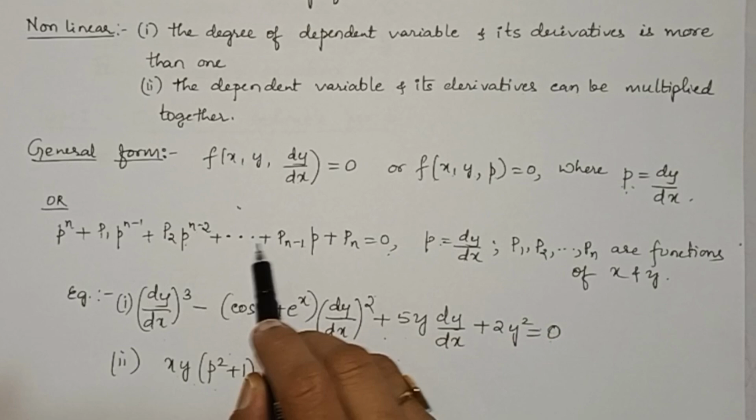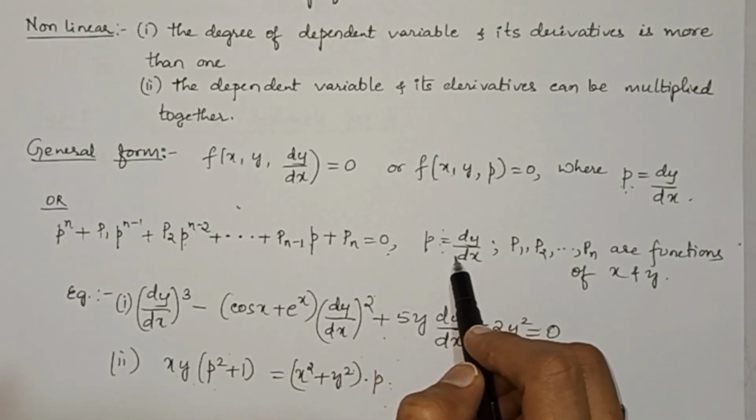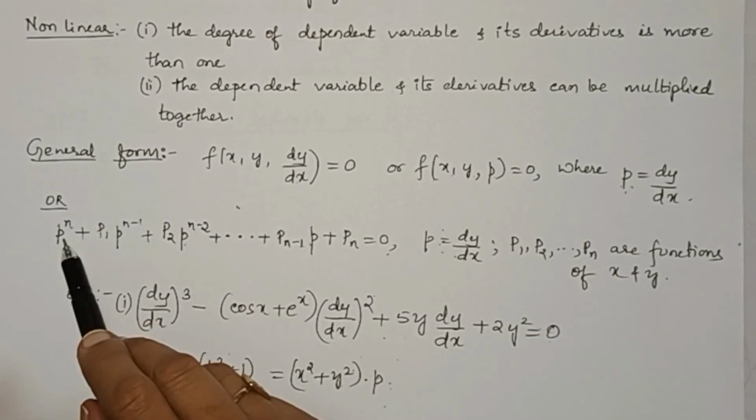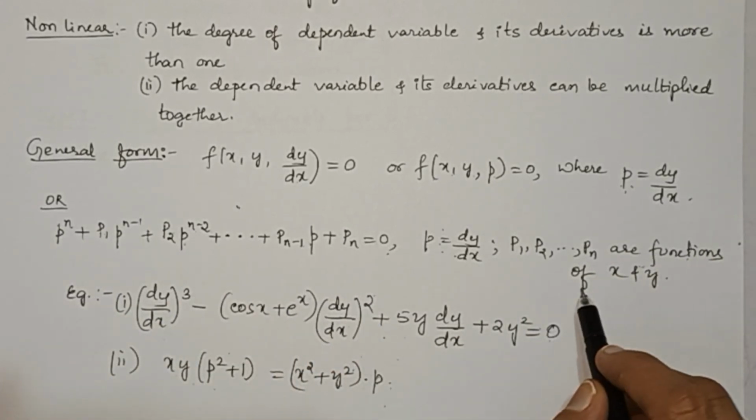Here small letter p equals dy by dx, that is the derivative of the function, and all these P1, P2, P3, so on up to Pn, are functions of x and y.